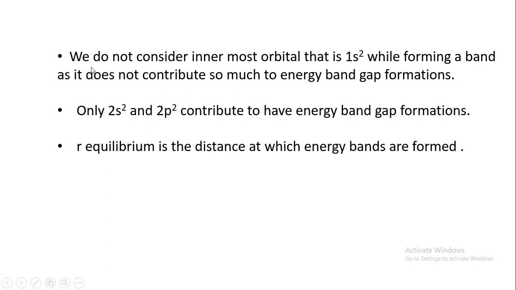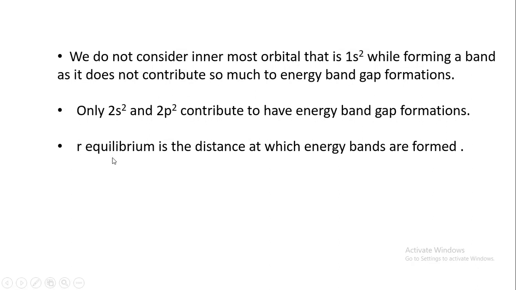We do not consider the innermost orbital, that is 1s2. People will definitely ask why we are not considering 1s2. We are only considering 2s2 and 2p2. While forming a band, 1s2 does not contribute much to energy band gap formation. 1s2 is one of the very lowest discrete energy levels and does not contribute that much. That's the reason we do not consider it in our discussion. Only 2s2 and 2p2 contribute to energy band gap formation.